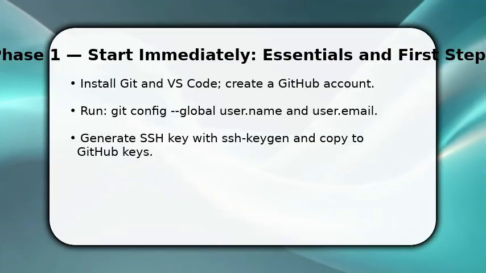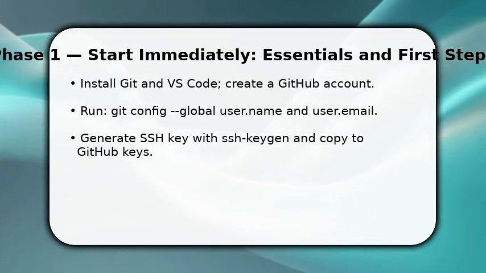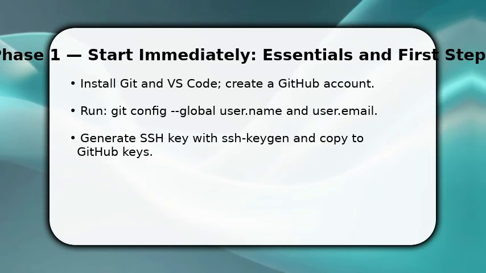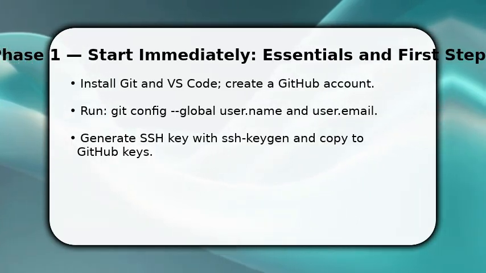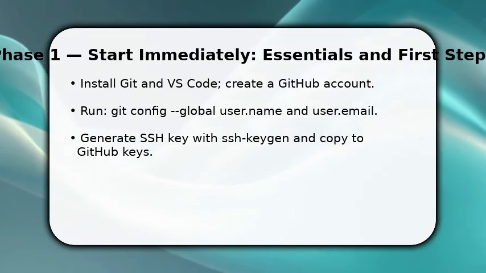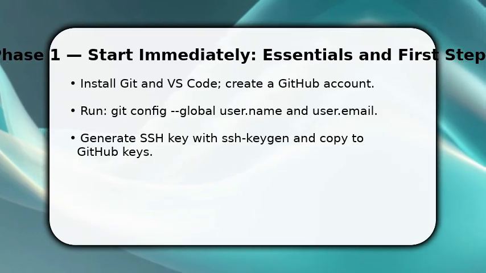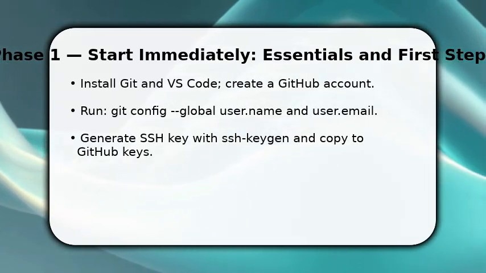You already have the basics: Git installed, VS Code ready, and a GitHub account. First, open VS Code and a terminal. Configure your identity with git config --global user.name and git config --global user.email. Next, generate an SSH key with ssh-keygen because SSH is secure and avoids repeated passwords.